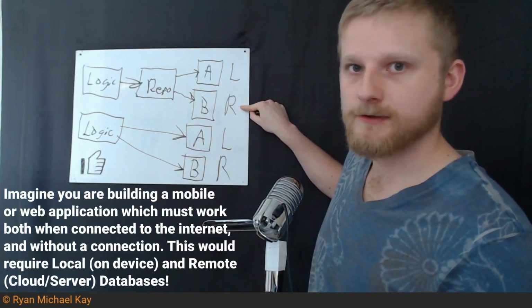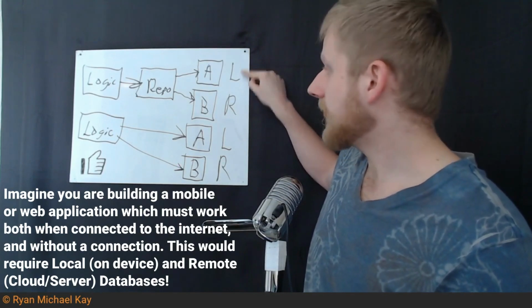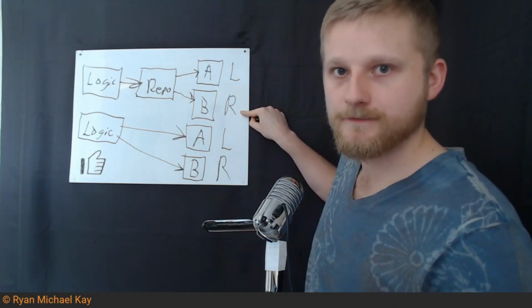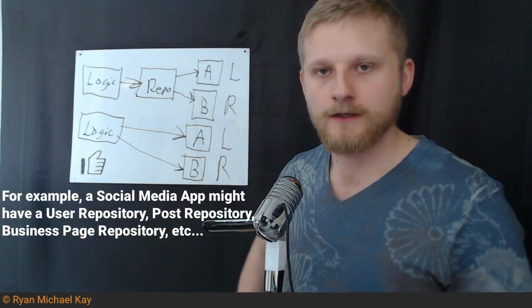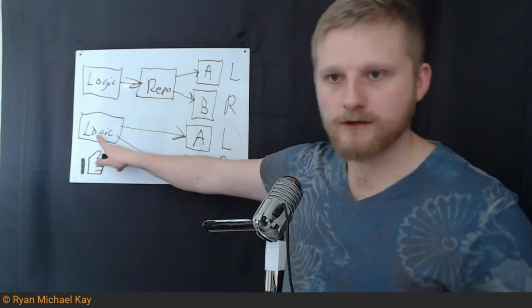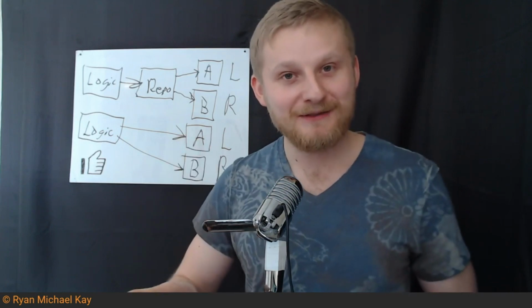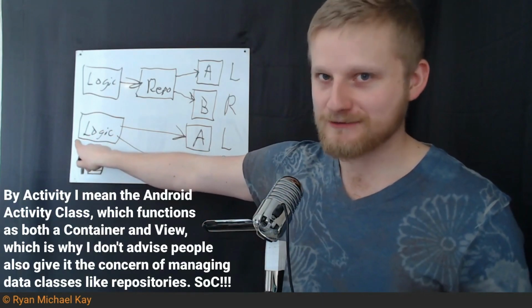So, let's say, for example, we have a local Room database and we have a remote Firestore database. They both act on the same data. So when we're not using the repository pattern, we have a situation where our logic class, or if you don't like to build apps like I do, this might actually just be your activity, which I don't suggest.